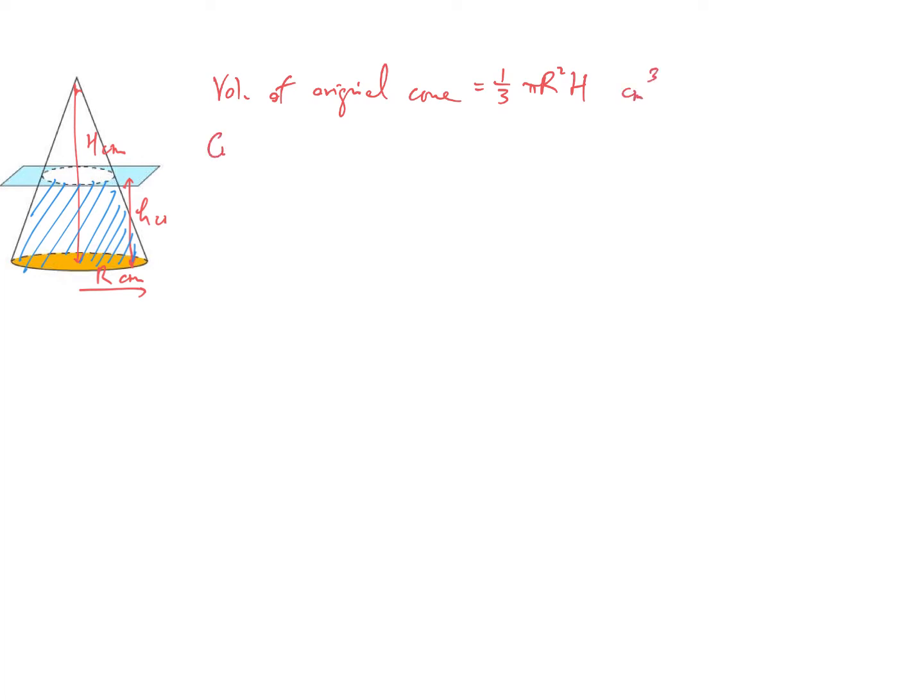And then the curved surface area of the original cone. Well, we simply use a formula again, which is pi r L. I suppose all of us remember. So pi, r is the base radius, and L is the slant height of the original cone. The slant height is the square root of r squared plus H squared using Pythagoras' theorem. So this is cm squared.